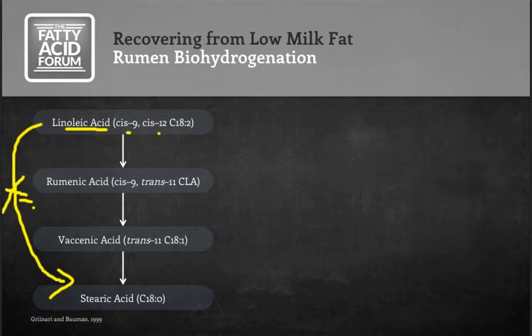And under normal fermentation, the first intermediate is rumenic acid, cis9 trans11 CLA. We then remove one of the double bonds and have trans11 18-1, and if the process goes to completion, we get stearic acid. So this occurs under normal ruminal fermentation when we have a microbial community that has a high capacity to utilize this normal pathway.